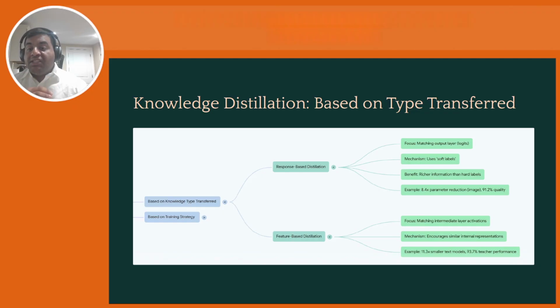The other one is feature-based distillation, which goes deeper, encouraging the student's intermediate layer activations or feature representations to become similar to the teacher's. This pushes the student to learn similar internal ways of processing information. Both approaches have proven effective in significantly compressing models while retaining their performance, based on the research.